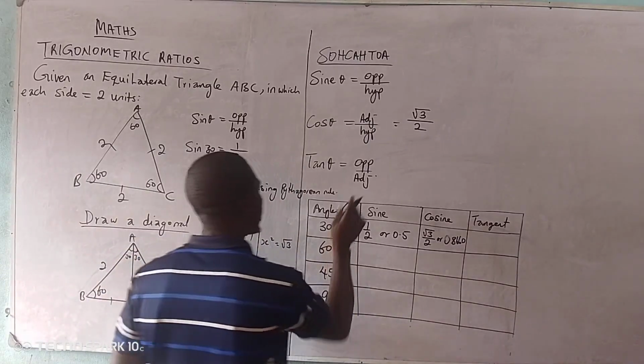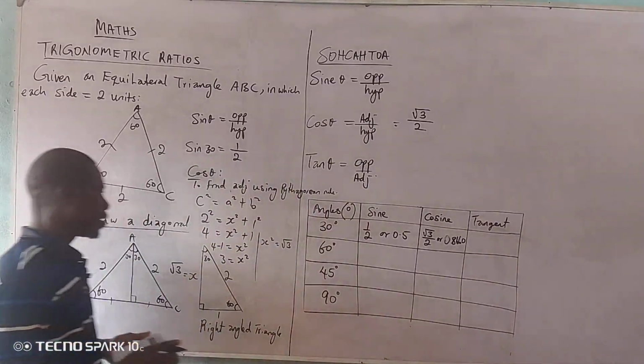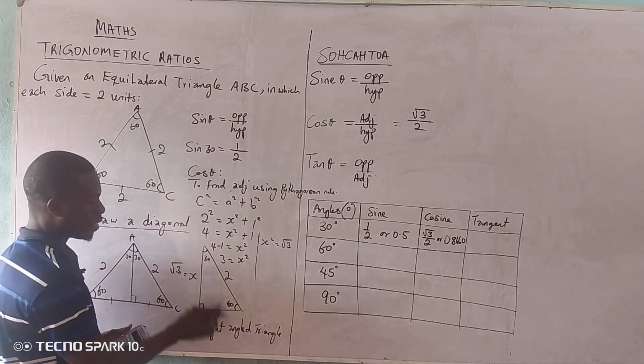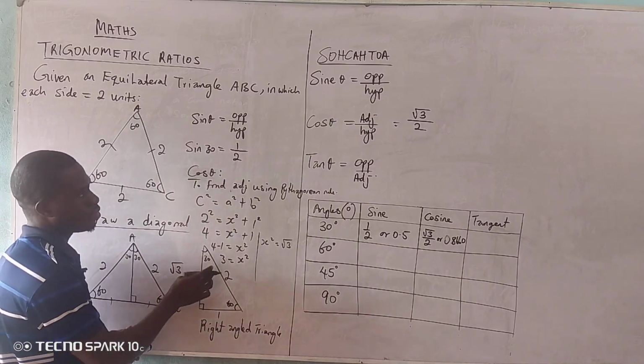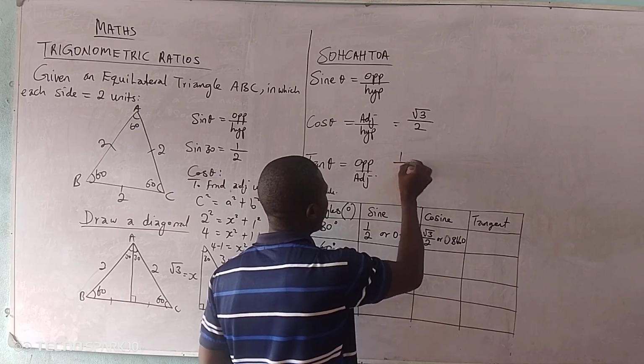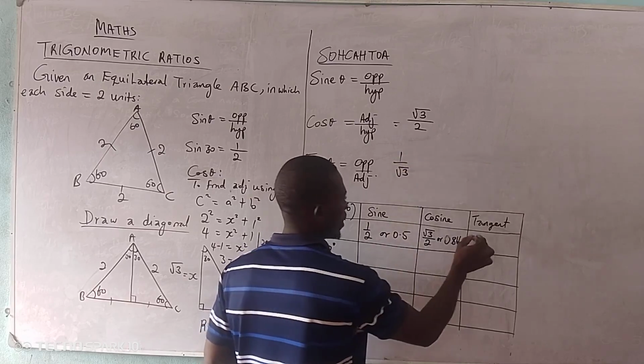You know that tan theta is opposite over adjacent. Coming to this triangle, we have our opposite to 30, which is 1. Then adjacent is root 3. So tan theta equals 1 over root 3. That's what we have here.